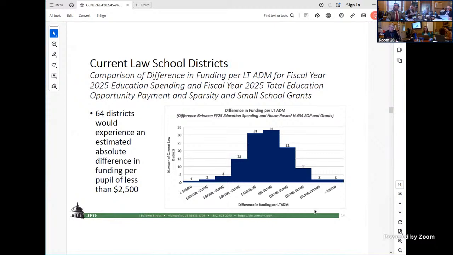The same way to interpret this, 33 districts would see an increase of funding per student between 0 and 2,500. So I mean, interpret this graph.